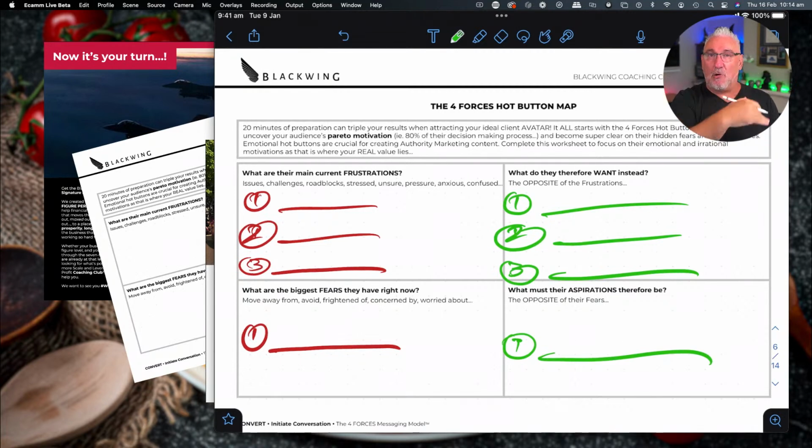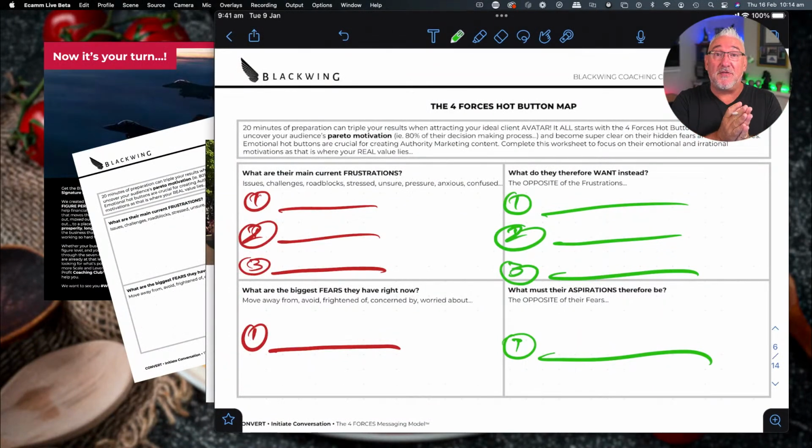So it's really important to get these frustrations and fears right. Then it's really simple. Once you know the frustrations and fears, all you've got to think about is what is the opposite, and that's going to end up being their wants and aspirations. And this is what I talk about by channeling or harnessing the four forces, okay?